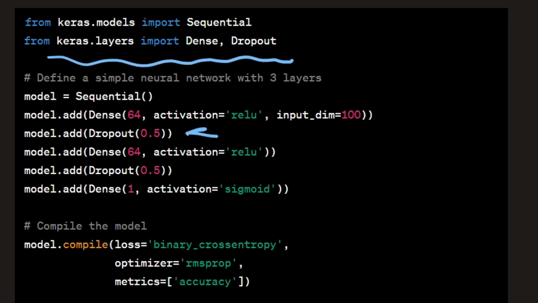And using this particular code line, we are dropping 50% of the neurons from our neural network model. I understand that within this playlist so far, we are covering only the theoretical part and we have not yet covered the practical or coding part.